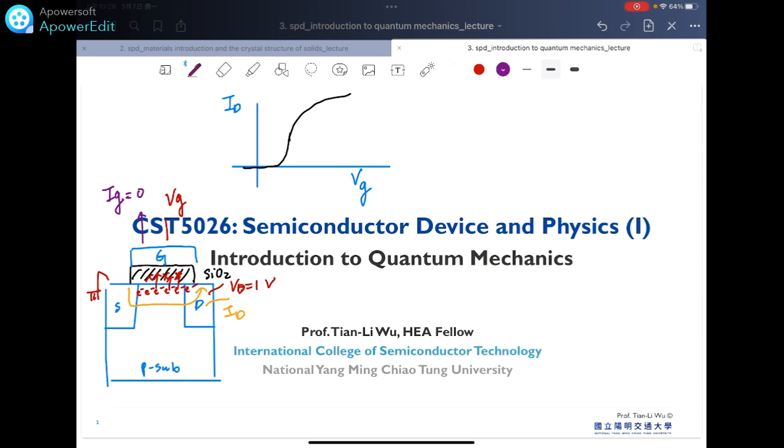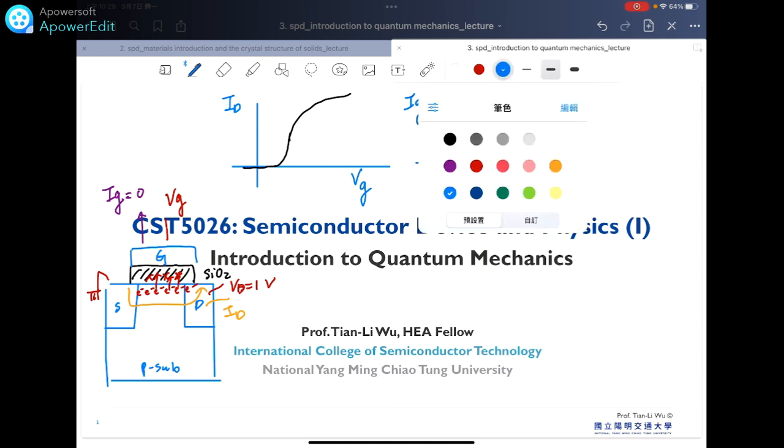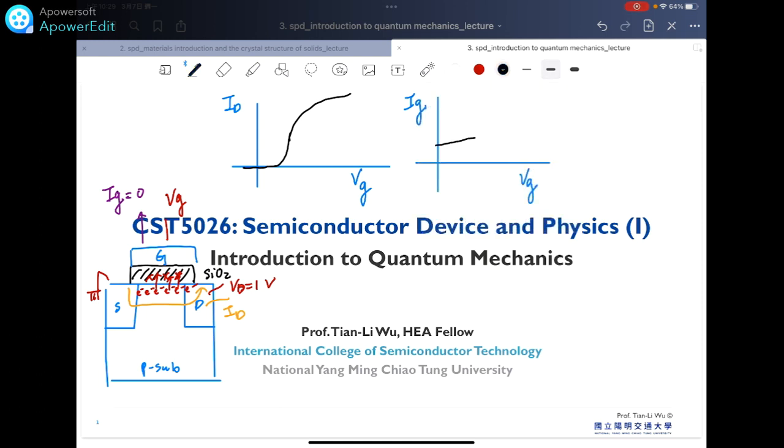However, if you really use equipment to measure your semiconductor, and you plot the gate current IG versus VG, you will find it never happens to be zero. There's always a certain current flowing. And this current will also increase when we give more gate bias. That's actually the problem that typical classical physics cannot explain. That's a problem that Newtonian physics cannot explain.